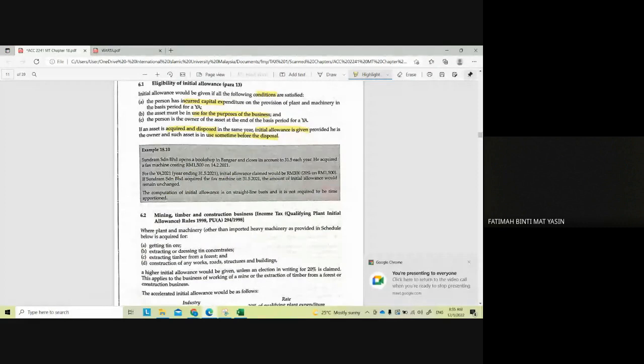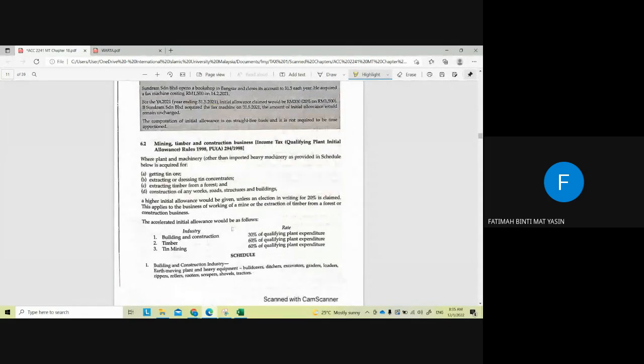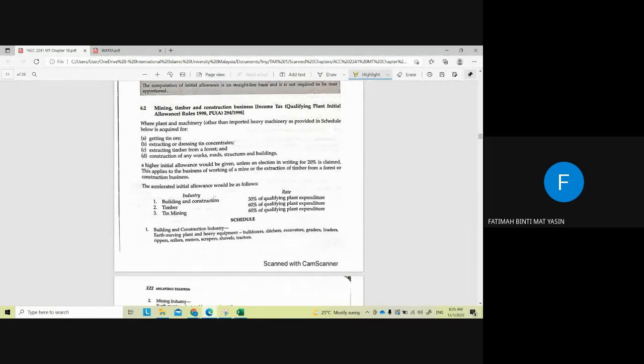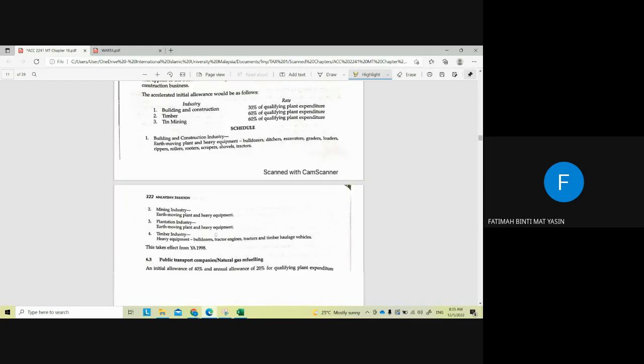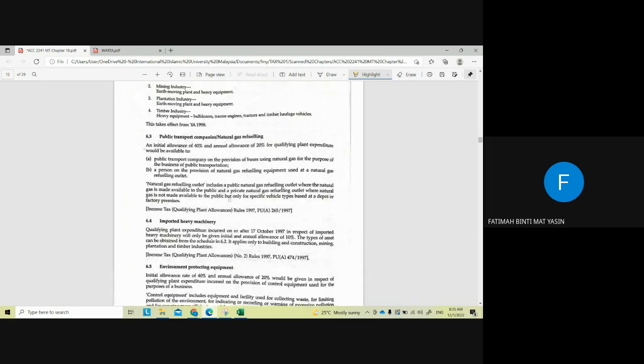Okay, so we have an example here. Hopefully you can try to look at this example on your own, and I will try to explain another example afterwards. I think maybe this one you can skip because we are not focusing on mining, timber and construction business. But if you want more knowledge regarding the scope of mining, timber and construction business, you can do so. The same goes for this one.